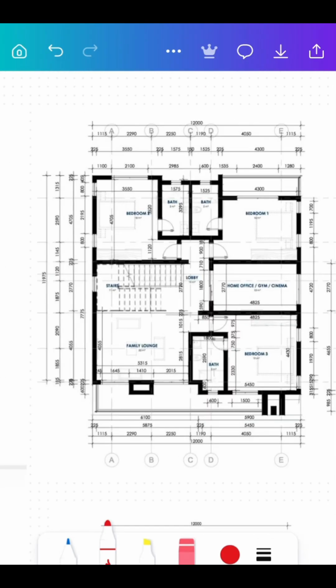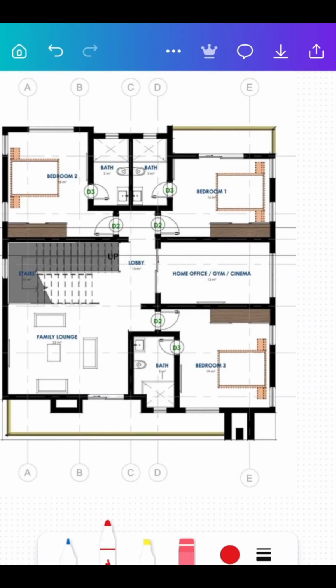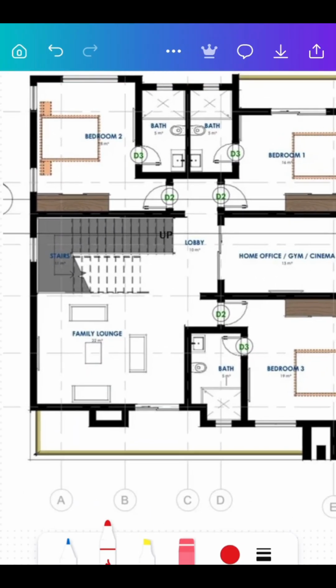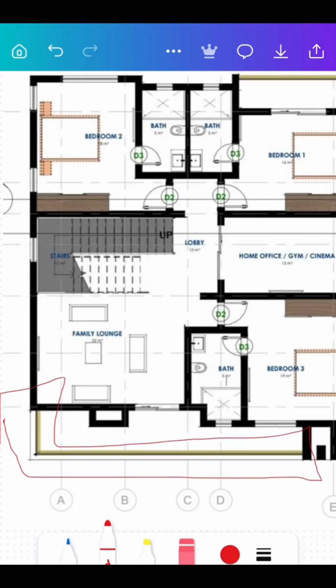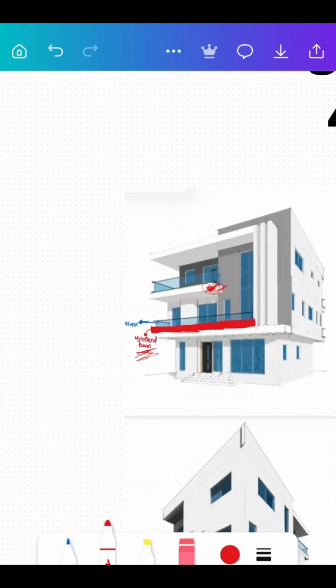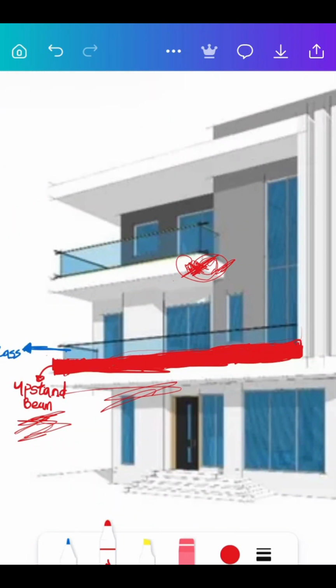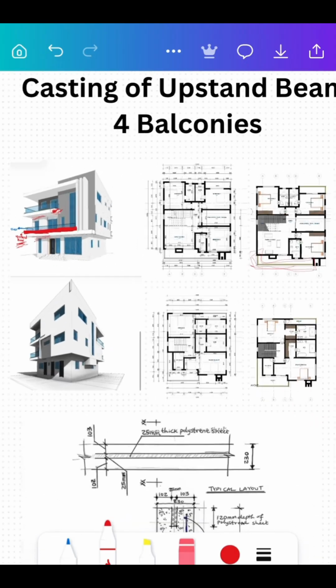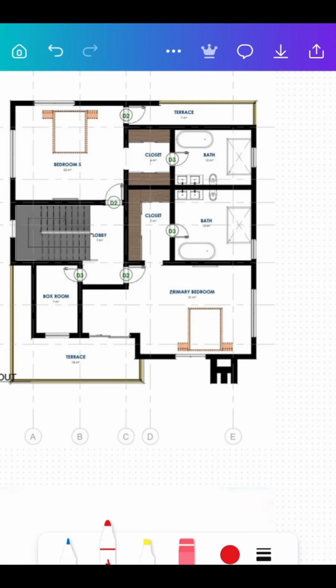So what you see here now is the floor plan of the first floor. You can see here this particular balcony that we're going to cast the upstand beam for. That's the first floor, which is what you have here. This one now is the second floor, right? Let's go to the second floor. This is it right here.